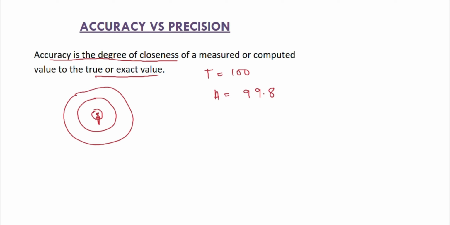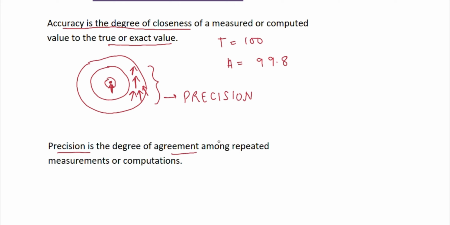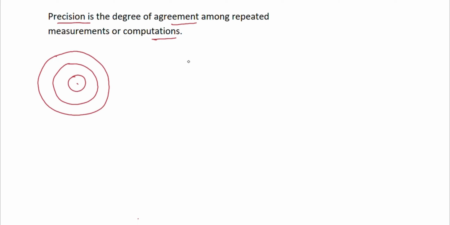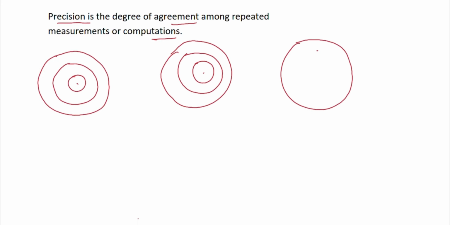Now comes precision. Imagine you shoot 5 arrows and all 5 arrows land very close together. They may not hit the center, but they are still grouped closely. That is known as precision. So precision is the degree of agreement among repeated measurements or computations. I draw here 4 targets to represent different scenarios.